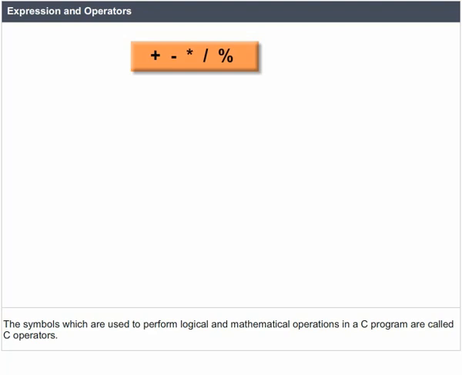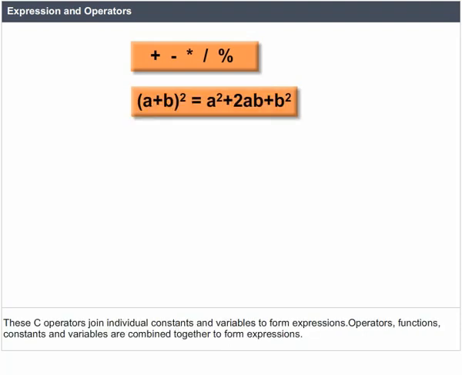Expressions and operators. The symbols which are used to perform logical and mathematical operations in a C program are called C operators. These C operators join individual constants and variables to form expressions. Operators, functions, constants and variables are combined together to form expressions.